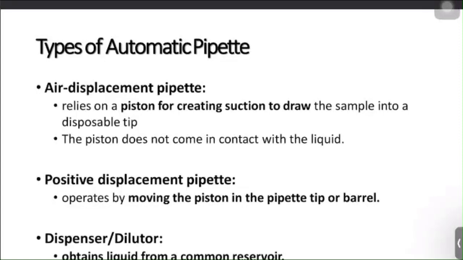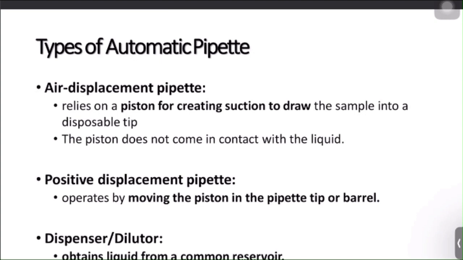So for air displacement pipette, it relies on piston for creating suction to draw the sample into a disposable tip. The piston does not come in contact with the liquid. So meron sang parang air bulb sa loob in order for it to suck or create a suctioning drawing method on the specimen. So for the positive displacement naman, operates by moving the piston of the pipette tip or barrel. So, more so, ito yung the tip is in contact with liquid. Okay? And then for dispenser or dilutor, and your positive displacement pala has a negative pressure.